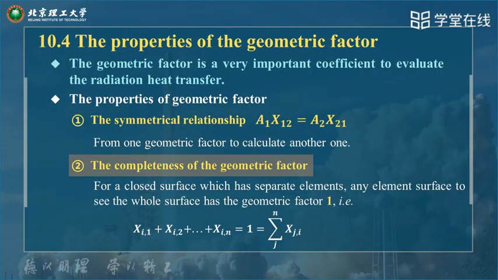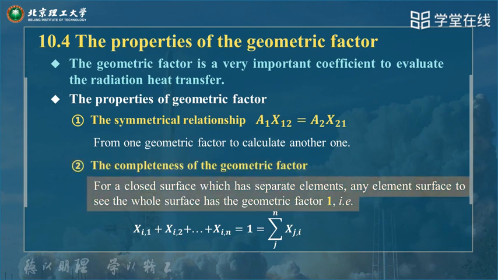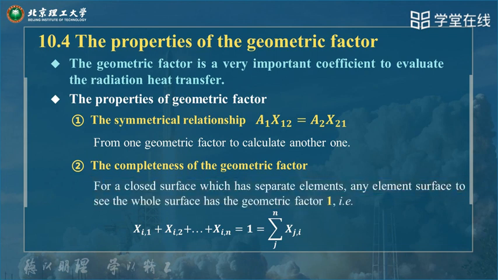The second is the completeness of the geometrical factor. If the system is a closed surface which has several elements, then any element surface seeing the whole surface has a geometrical factor of 1 because the surface is closed. So the total factor certainly is 1. So xi1 plus xi2 plus up to xin, together the sum of xij from j equals 1 to n, is certainly 1, just 100%.